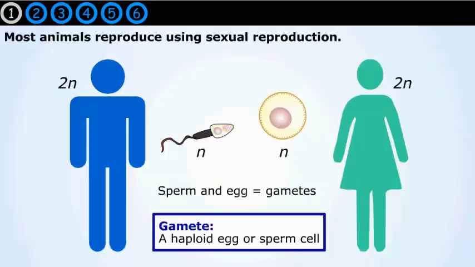Most animals reproduce by a process in which special sex cells called gametes are produced by the parents. The female gamete is the egg, and the male gamete is the sperm. Recall that most adult animals are diploid, meaning they have 2 copies of each chromosome. The gametes they produce are haploid, with only 1 copy of each chromosome.